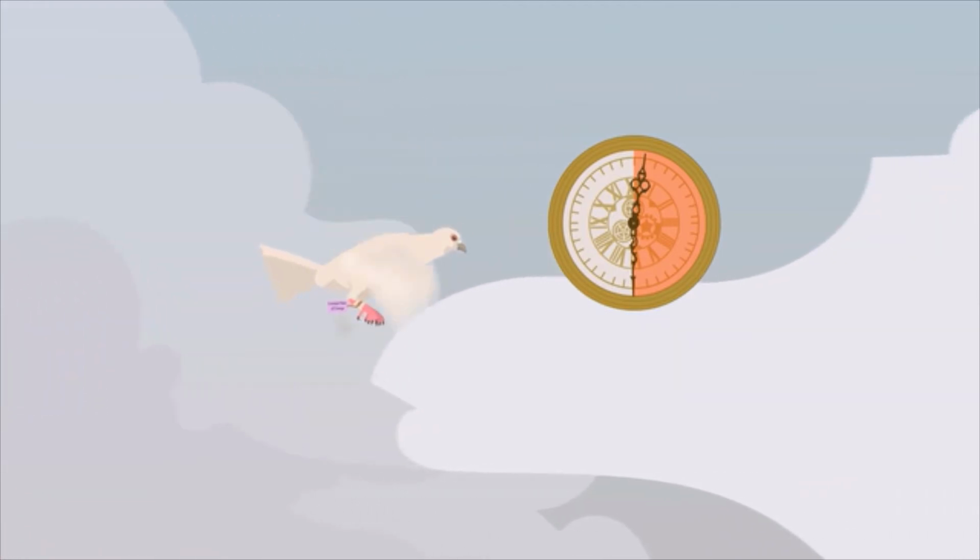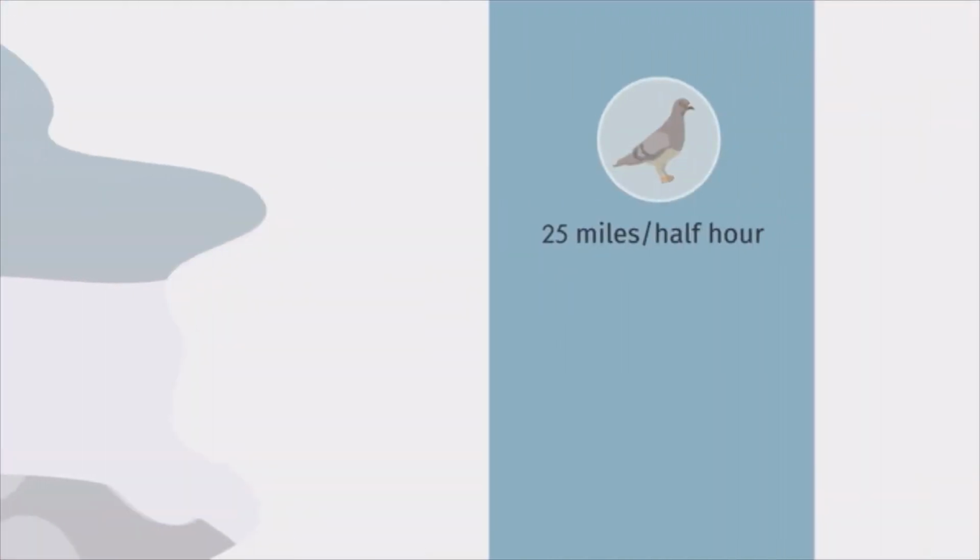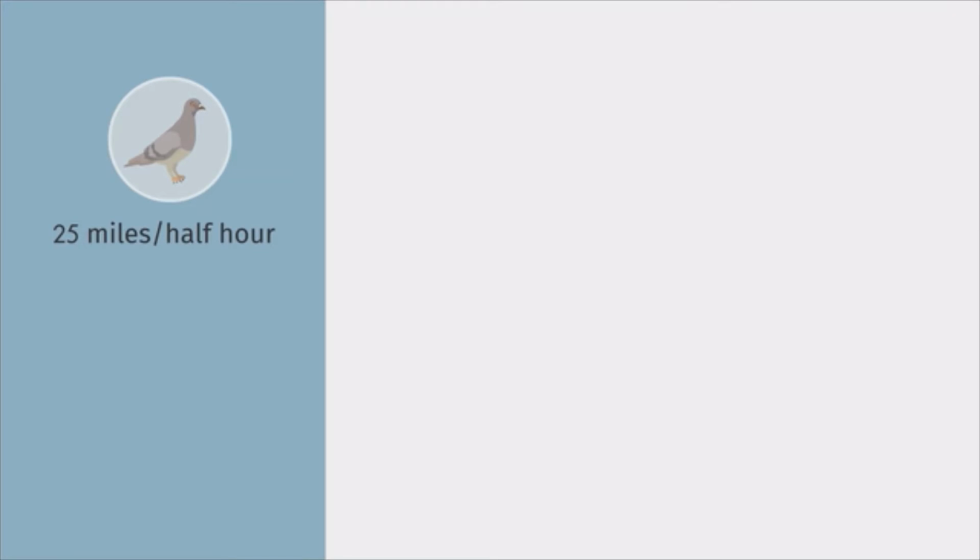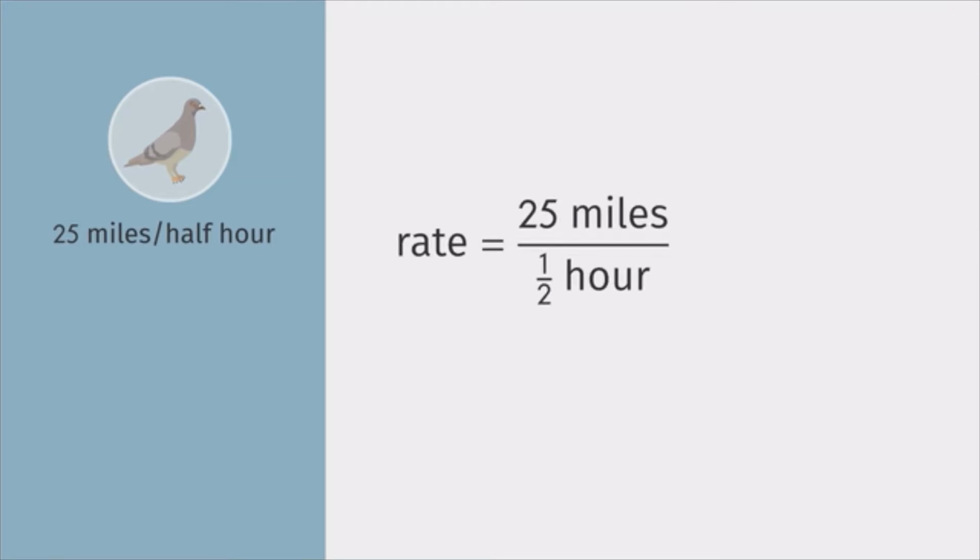We can write this constant rate as a ratio. For ratios, it's always a good idea to state both units in whole terms. Since we don't want to change the ratio, we multiply the ratio by its multiplicative identity. In this case, that means multiplying both the numerator and denominator by 2 to get a whole number in the denominator. And, just like with fractions, you should always write ratios in lowest terms. Simplified, the constant rate is 50 miles per hour.